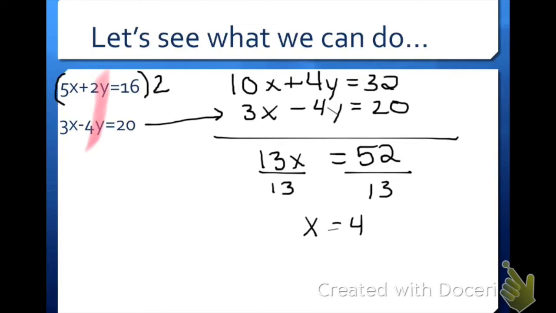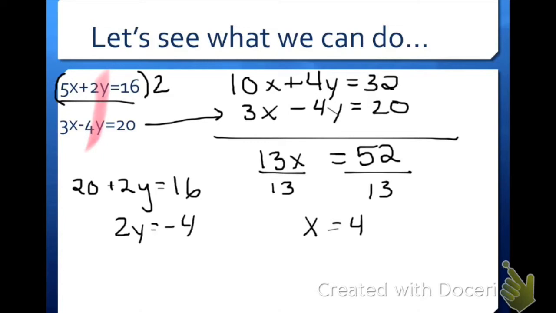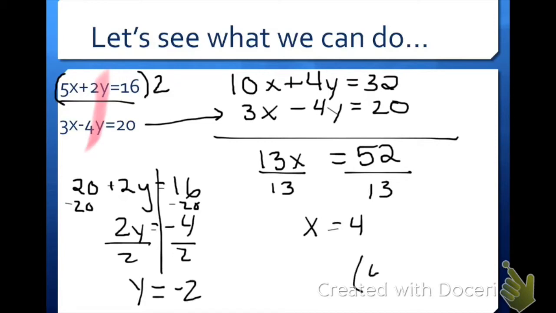Now I can use that and put it into any of the original equations. I'm just going to put it into this one real quick, and I would get 20 plus 2y equals 16. Like we had solved these before, we'd have 2y equals negative 4. I subtracted 20 from both sides to get that. Divide by 2, y equals negative 2. So my solution would be (4, negative 2). I can check that in both of them, and I will see that it works for both, that it is in fact the solution to that system.